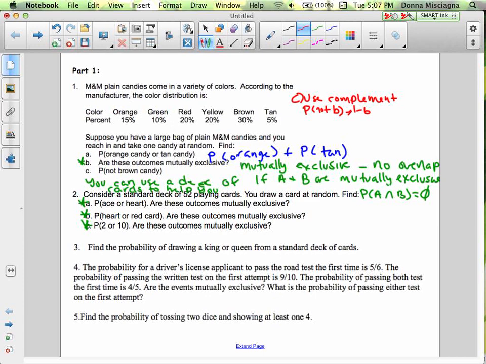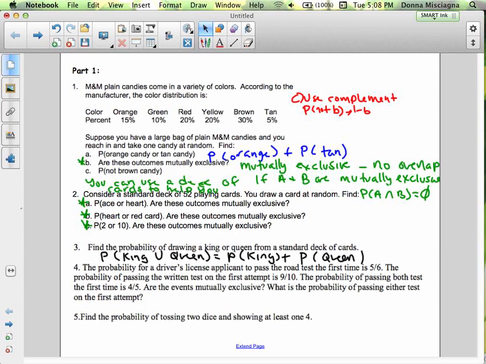All right, now down to 3. Find the probability of drawing a king or queen from a standard deck of cards. Those are mutually exclusive events. You can't be a king and a queen together, right? So the probability of king or queen is the probability of king plus the probability of queen, and there are 52 cards in a deck.